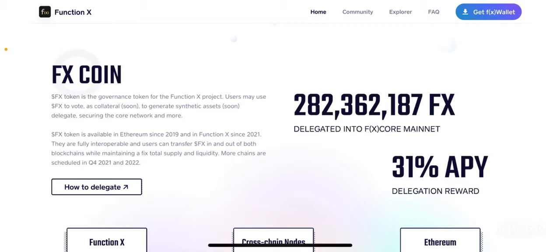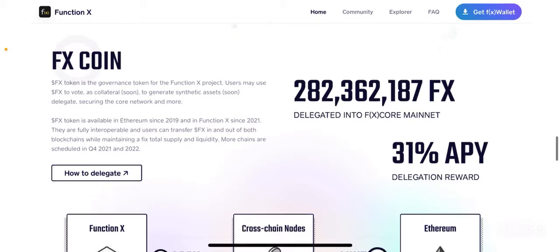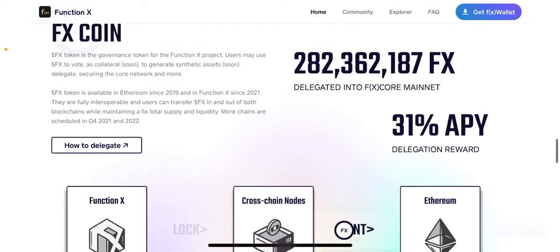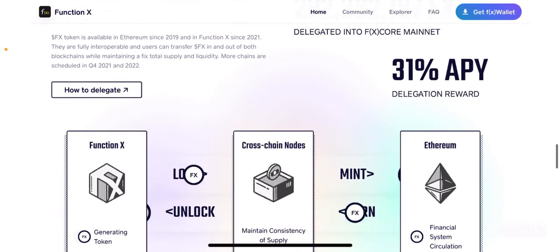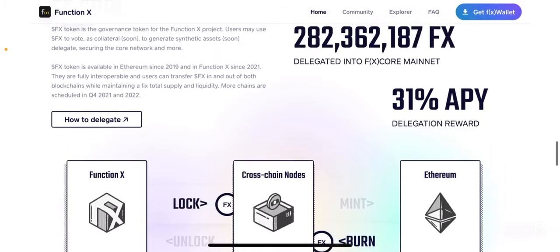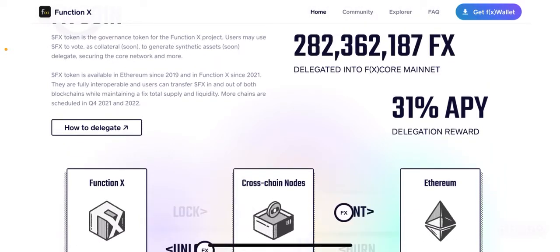And they're also talking about the FX token, which we also covered briefly on CoinMarketCap's page itself. But if you see, they have 282 million FX tokens delegated into the FX core mainnet with a delegation APY of about 31%. So again, if you want to delegate your FX tokens to earn 31% APY per annum, you can do that by delegating it to the FX core mainnet.